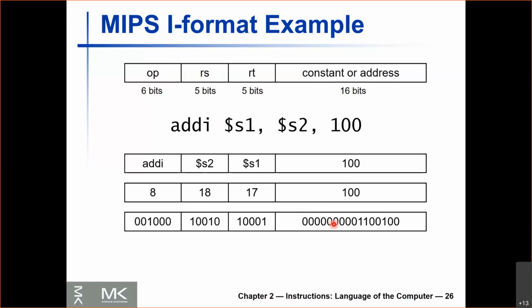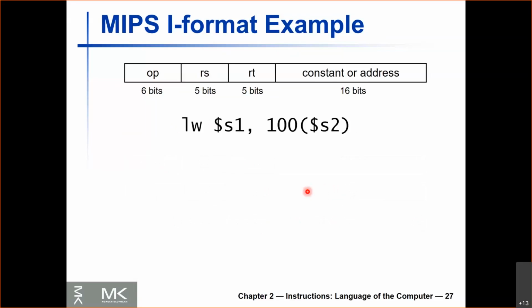Okay, we still have the load instruction. The load instruction is going to be very similar. Okay, our opcode is the opcode for load. Our source register in this case, when we load, remember we have a base register, an offset, and then the destination. So this means that we load the value at 100 after S2 and we store it in S1. So the source register is going to be the base register S2. RT, the destination register, will be S1, and the constant will be 100.